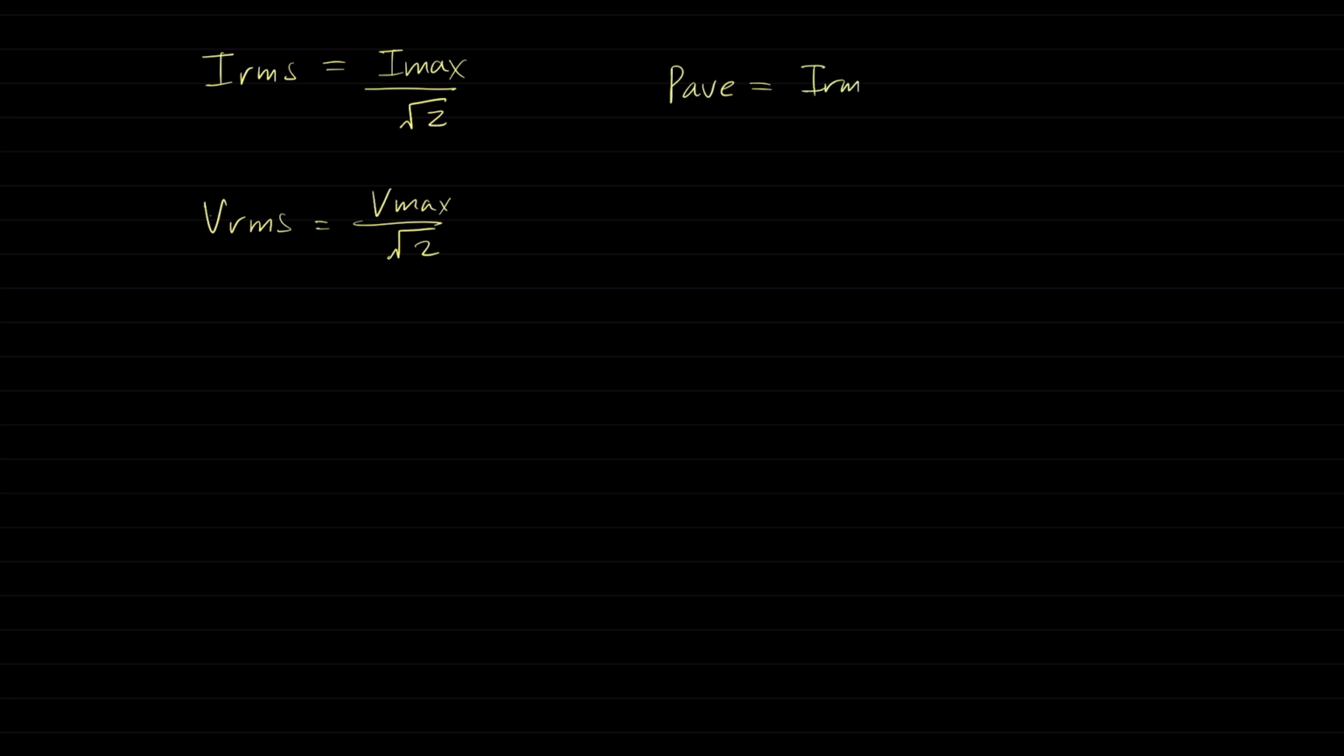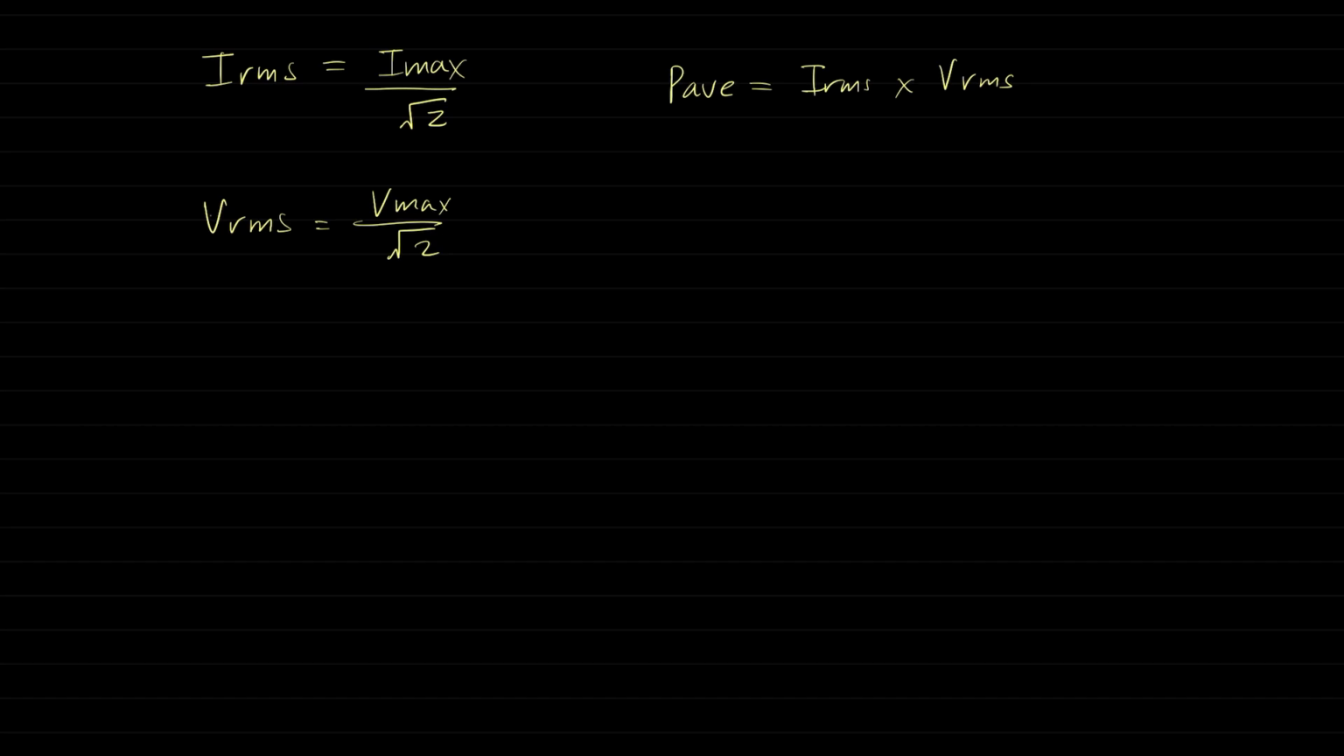For those of you doing electrodynamics, you may have come across some equations that may look a bit confusing. The equations I'm referring to are I RMS is equal to I max divided by square root 2. V RMS is equal to V max divided by square root 2. And then P average is equal to I RMS times V RMS.